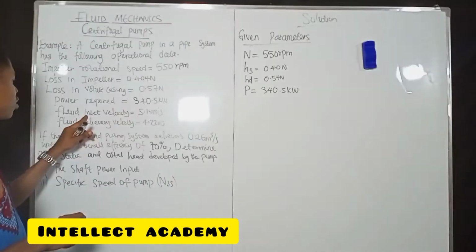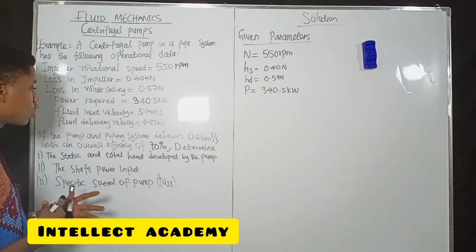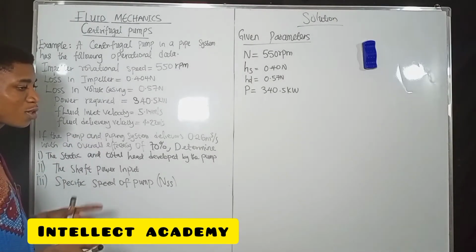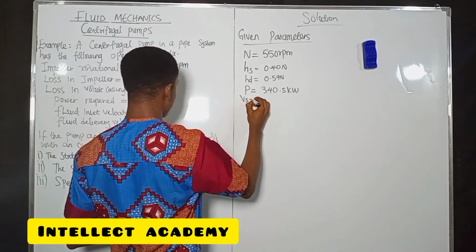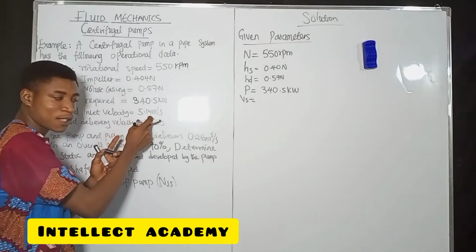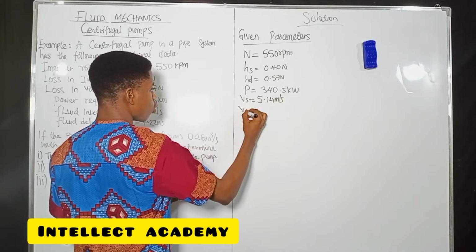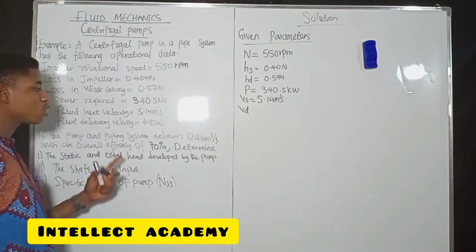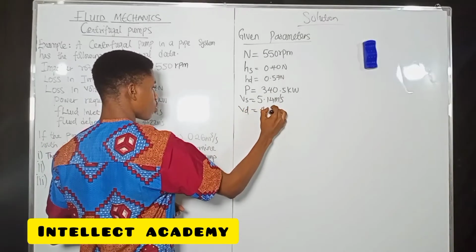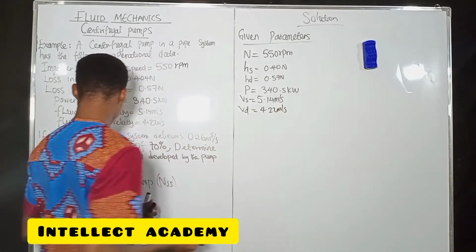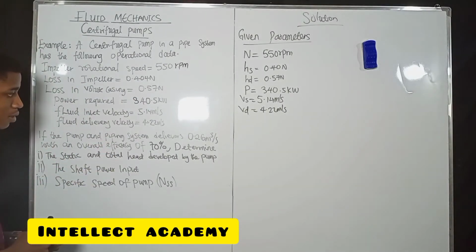Now take note, the velocity of the fluid at inlet will be the velocity at the suction, because inlet signifies where the fluid flows in. So we're having Vs equals 5.14 meters per second. Obviously we're having the delivery velocity, which is the discharge velocity, and it is given by 4.22 meters per second.